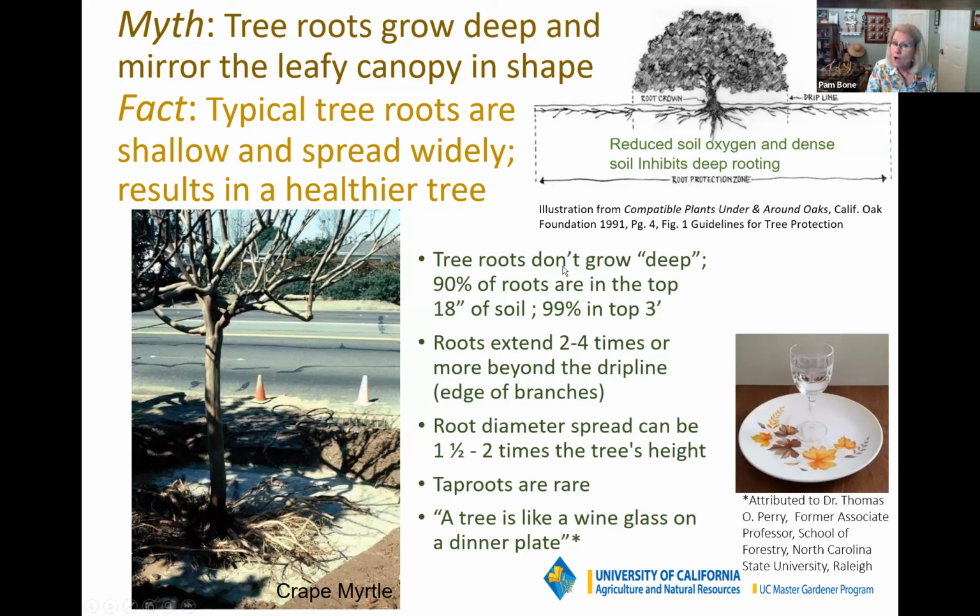So tree roots do not grow deep. 90% of tree roots are in the top 18 inches of soil, and 99% of the roots are in the top 3 feet. And this isn't always just landscape trees too. This is fruit trees. Maybe on deep agricultural soils, they may go down further, but in most urban, suburban settings, this is true. The roots will extend anywhere from 2 to 4 times or more beyond the drip line, which is where the water drips off the edges of the branches or canopy of the crown up above. And the root diameter can be 1.5 to 2 times the tree height.